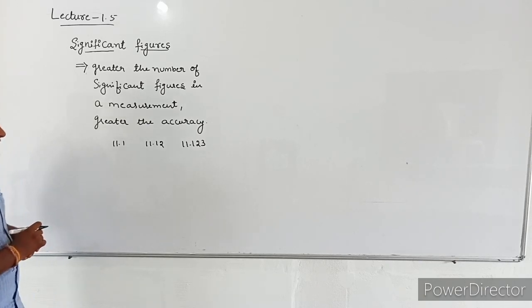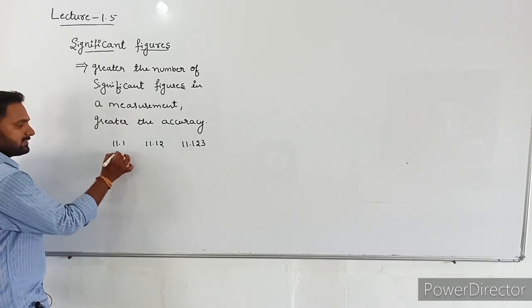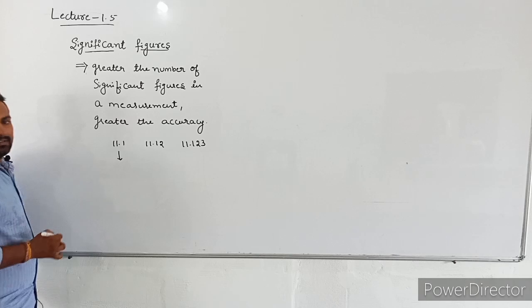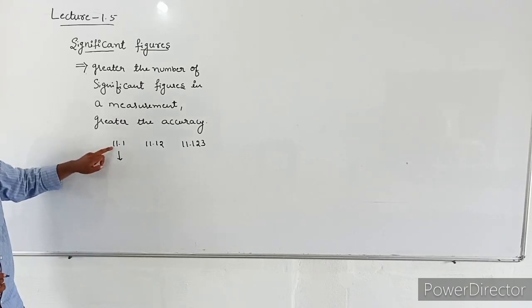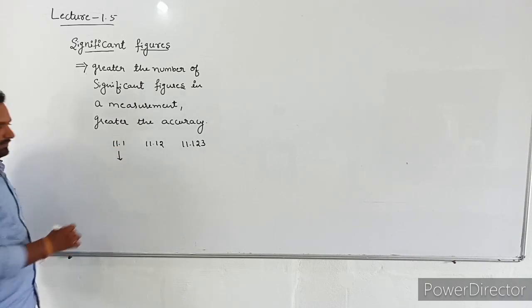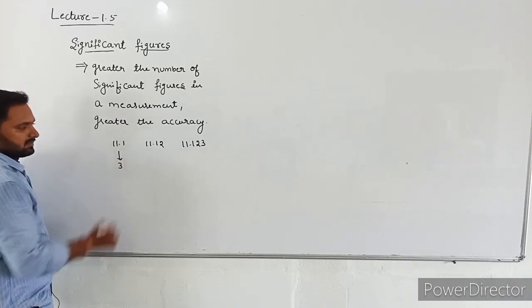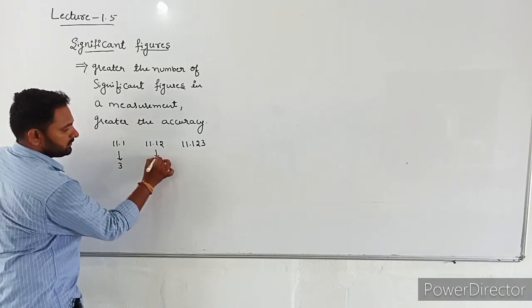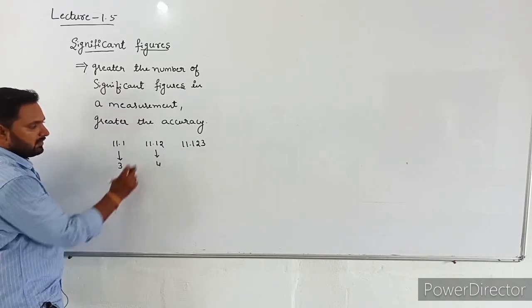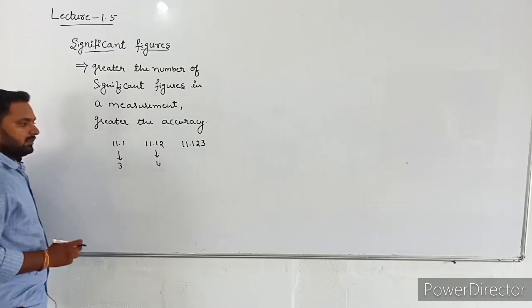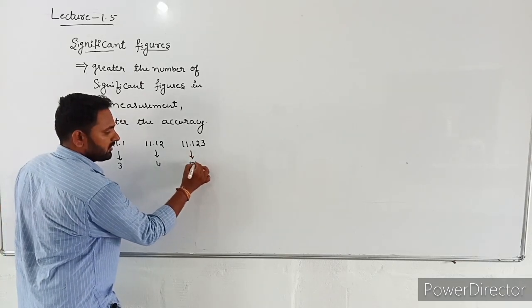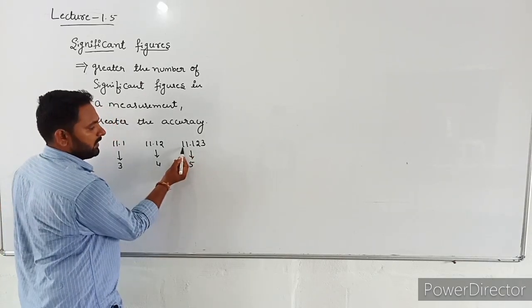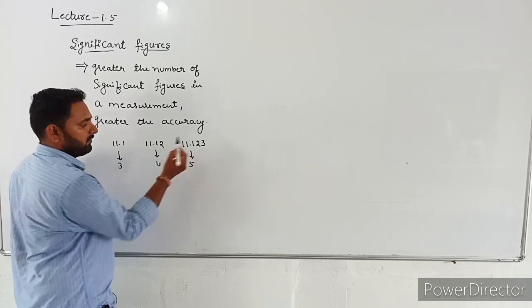Now tell me, how many significant figures are present in this number? Count the significant numbers. 1, 2, 3. There are 3 significant figures. In this value, 4 significant figures: 1, 2, 3, 4. In this number, there are 5 significant figures: 1, 2, 3, 4, 5.